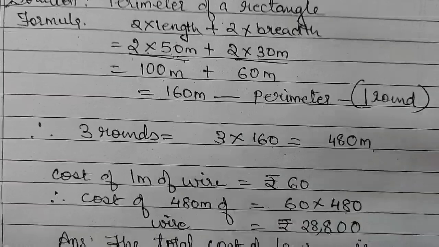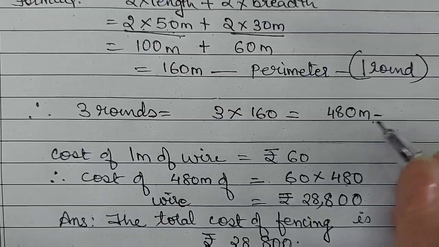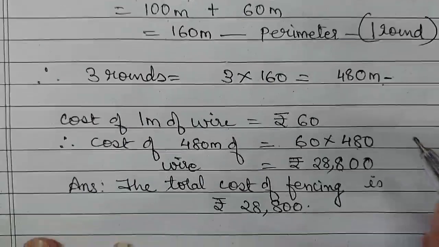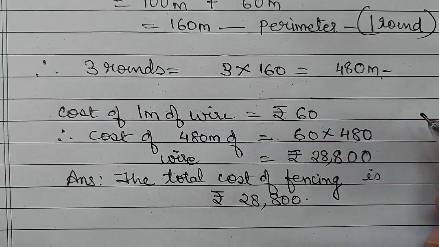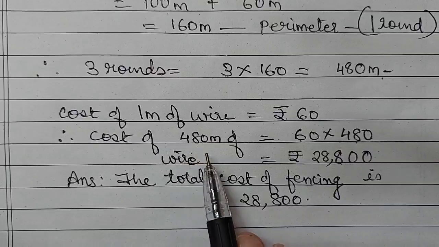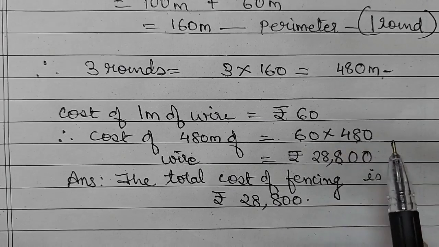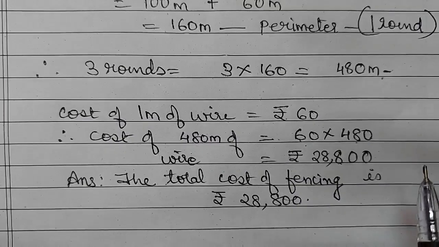It will be 480 meters. Now what did we find out? This is the wire required, measurement of the wire required, that is 480 meters. Right? Now what we have to find? The second part of your question is to find out the cost. Cost of 1 meter of wire is 60 rupees. Therefore, cost of 480 meters of wire will be 60 into 480, which will be 28,800 rupees. Right, children? Understood? Moving further towards the sixth sum.